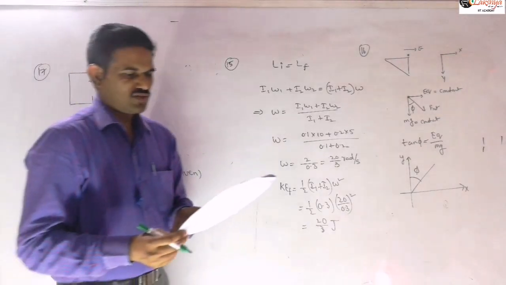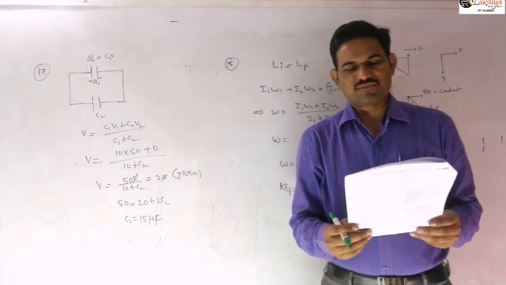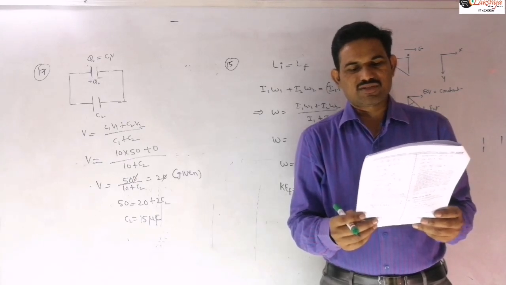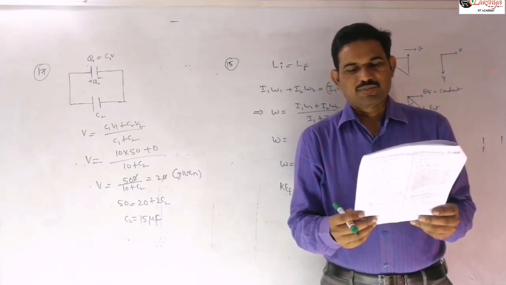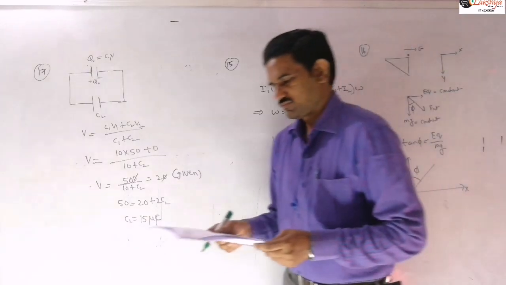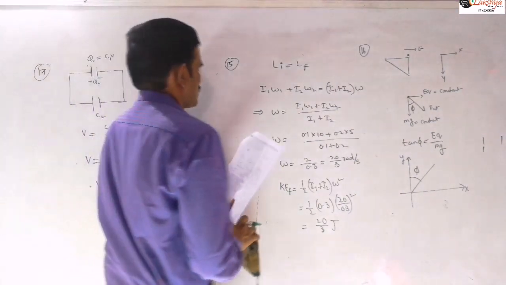And the next one: when the temperature of a metal wire is increased from 0 to 10 degrees centigrade, its length increases by 0.05. The percentage change in the mass density will be closest to. So see this problem.